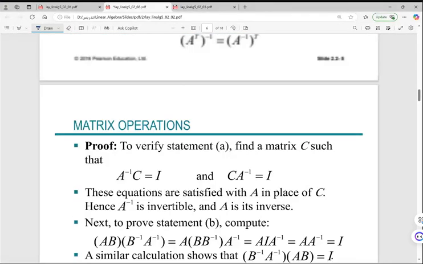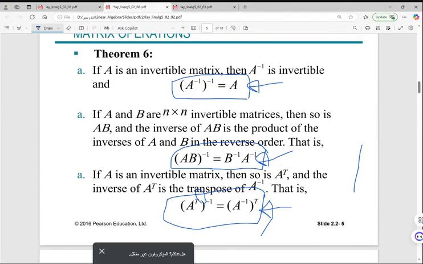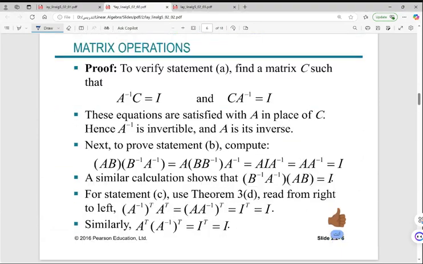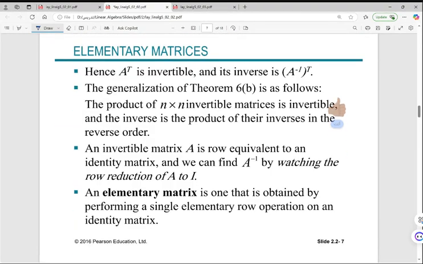Are these points clear to you? Yes, that's clear. Great. Okay.